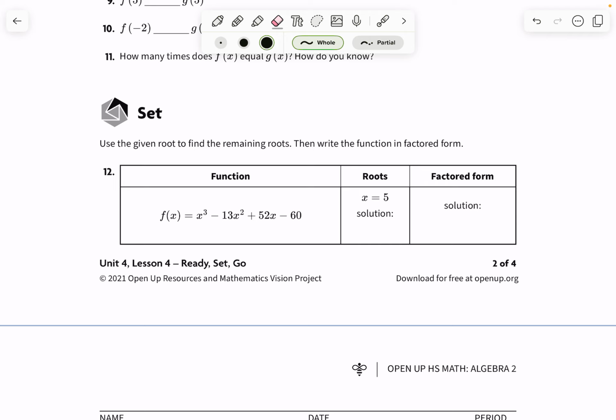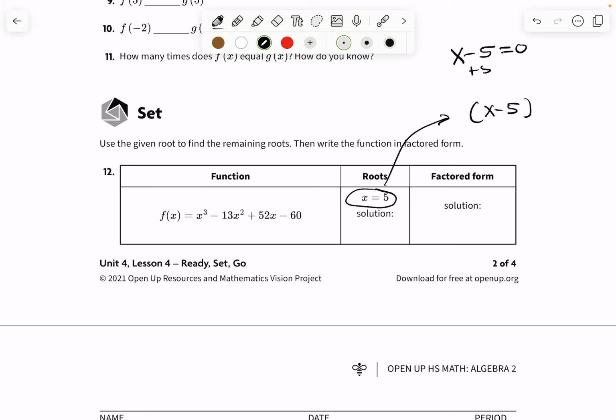So, on number 12, it's asking us to use the given root to find the remaining roots and then write it in factored form. One thing that you should notice is if x equals 5 is your root, we need to understand that that comes from the factor x minus 5. And roots come from factors when we set them equal to 0. So for instance, if you do x minus 5 equals 0, I hope that you see we get a 5.